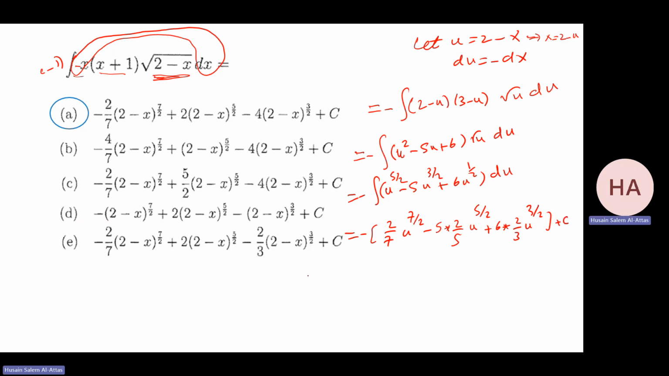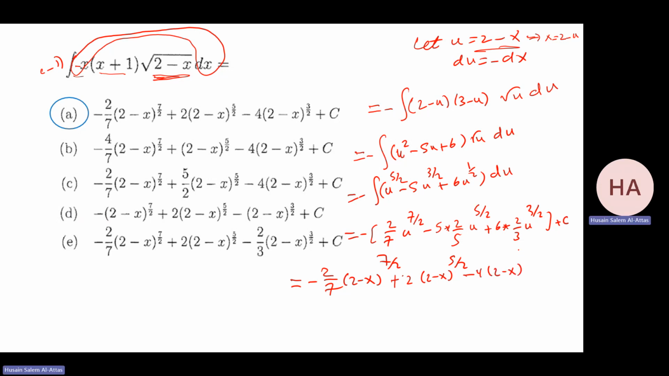Plus C. That can be what? Minus 2 over 7, 2 minus x to the power 7 over 2, which is my u. Minus 2 or plus 2? Minus times minus, that will be plus 2, 2 minus x to the power 5 over 2. 12 over 3 is 4, so that will be minus 4.